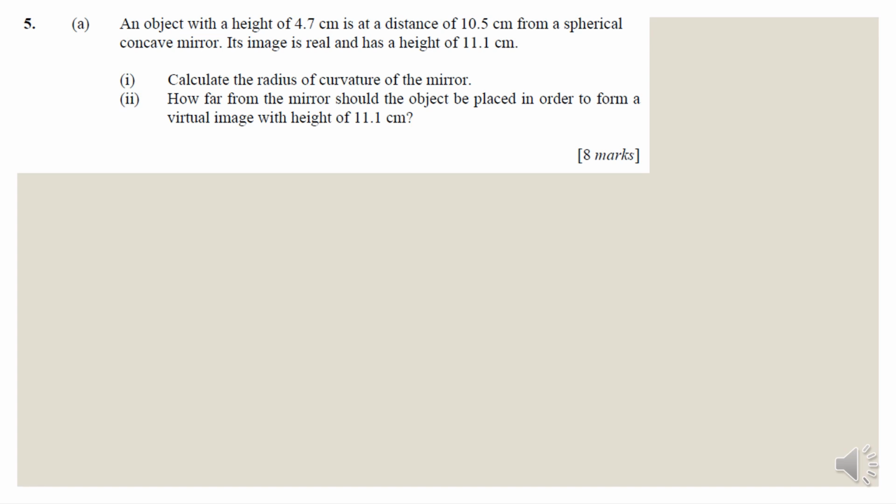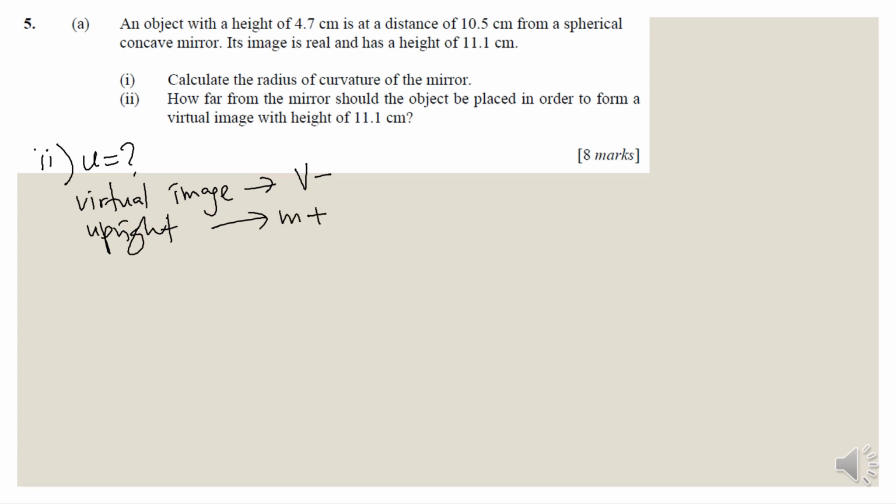Okay, 5A2, dia tanya how far from the mirror should the object be placed. So ini U, dia tanya macam mana U, kat mana nak letak U in order to form a virtual image. Okay, untuk dapatkan image yang virtual mestilah upright. Okay, so virtual image V dia mesti negatif, upright M dia mesti positif.